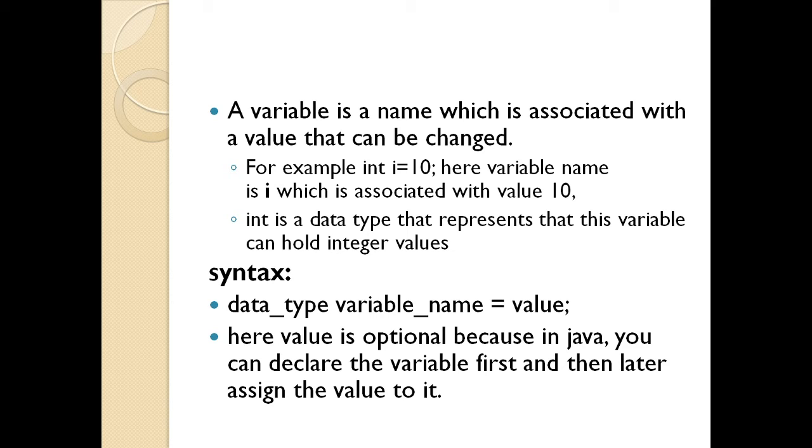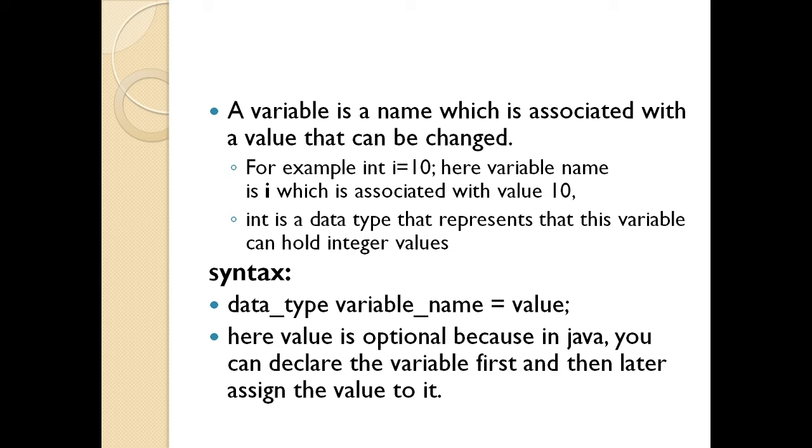Now how do you write the syntax of a variable? Syntax will be simple. You first need to write the data type, then the variable name, the assignment operator and the value which is assigned to it. The value can be optional. You can just declare the variable and then later on you can assign any values to it.